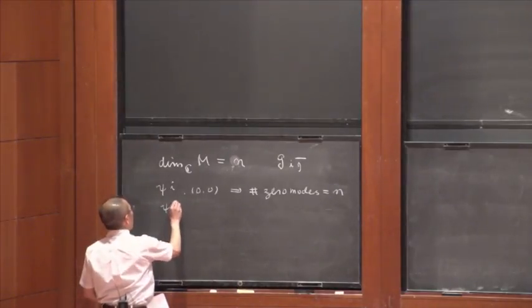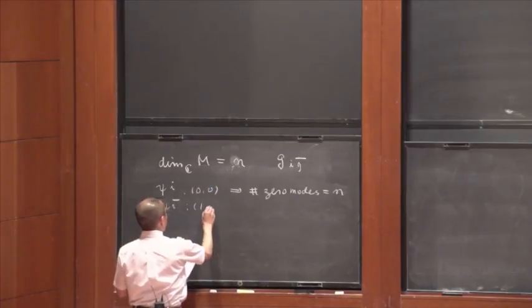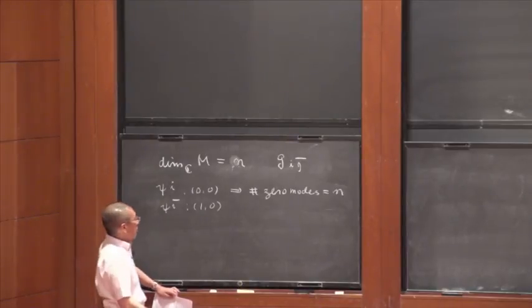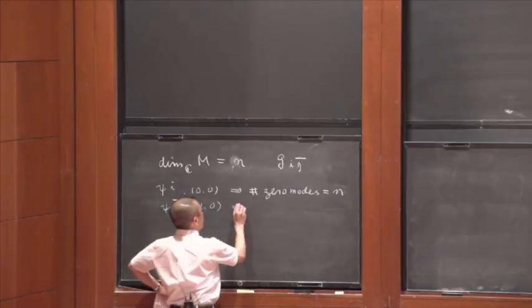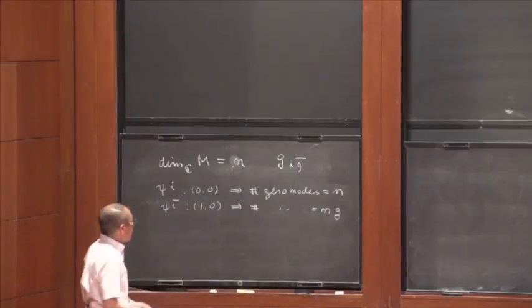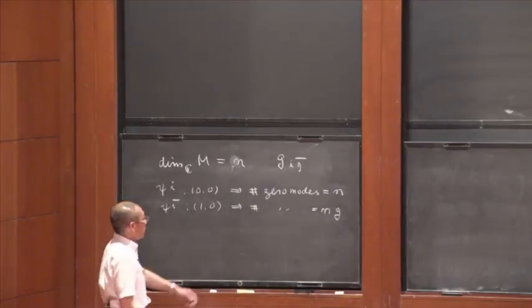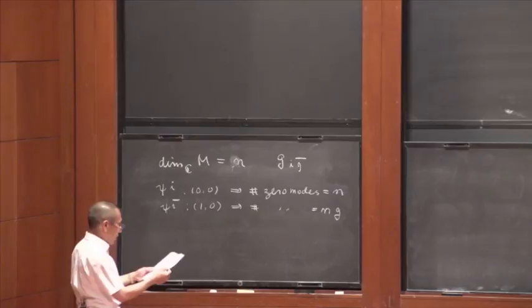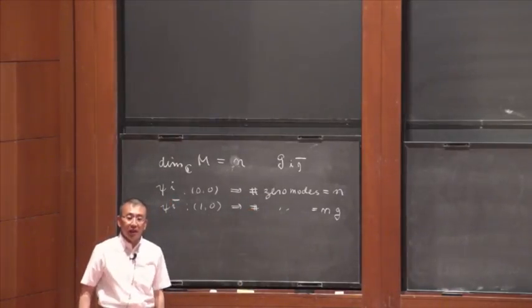On the other hand, psi I bar, so I and I bar goes from 1 to n, would be 1, 0 form. So on the surface of genus G, the number of zero mode for the 1, 0 form would be G. So therefore, the number of zero mode would be n times G. Okay? So in general, if the target space Calabi-Yau is curved, then this zero mode will be lifted because there are no translational invariants anymore in the target space. But the difference is some kind of index, so that's going to be preserved.